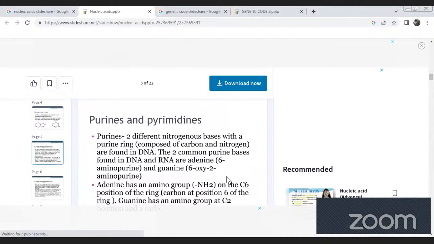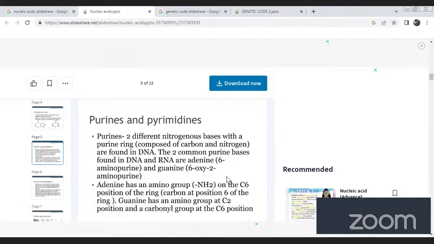Purines are nitrogen bases with a fused double-ring structure. The two common purine bases in DNA and RNA are adenine and guanine. A and G, adenine and guanine, are the purines.